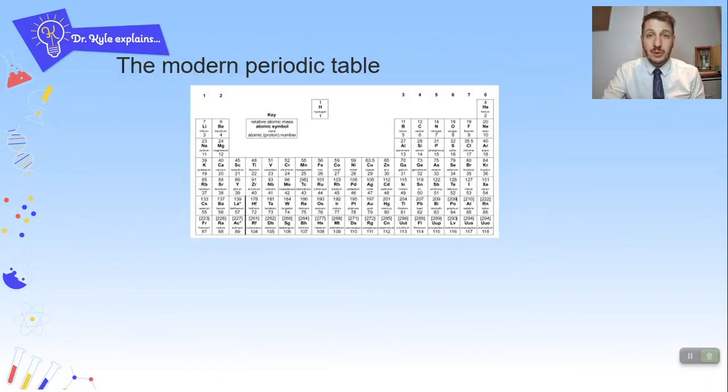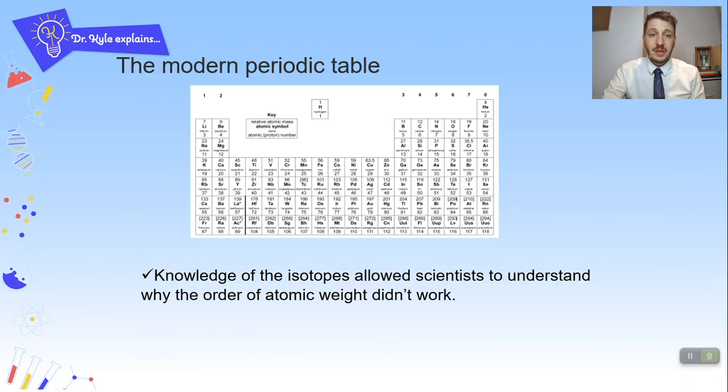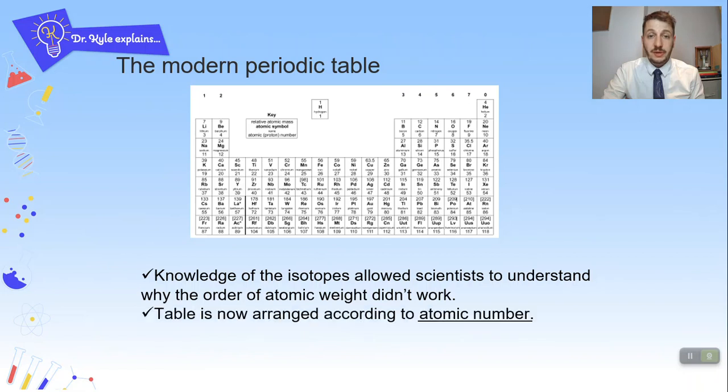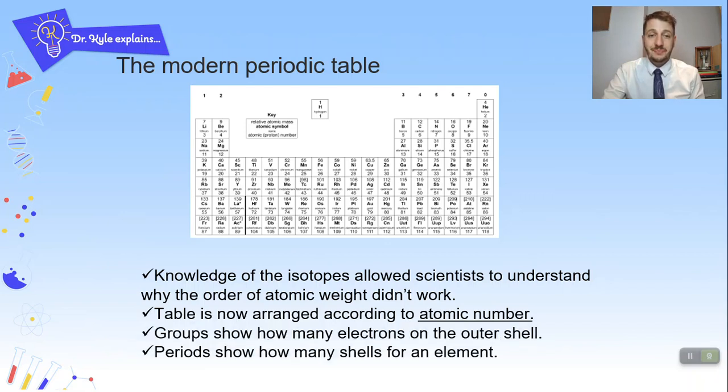Okay, so the modern periodic table now. Knowledge of the isotopes allowed scientists to understand why the order of the atomic weight did not work. The table is now arranged according to the atomic number. Groups show how many electrons are on the outer shell, and the periods show how many shells there are on an element.